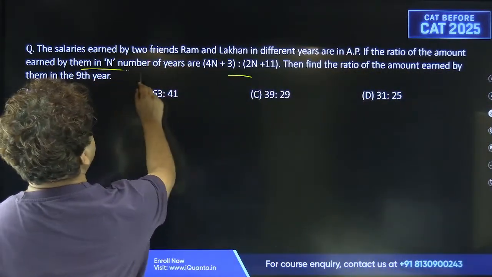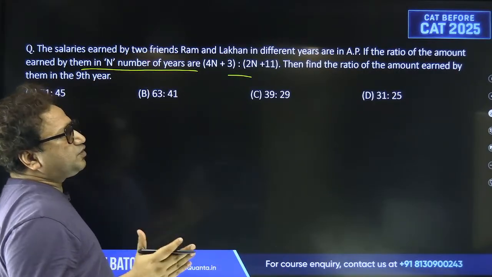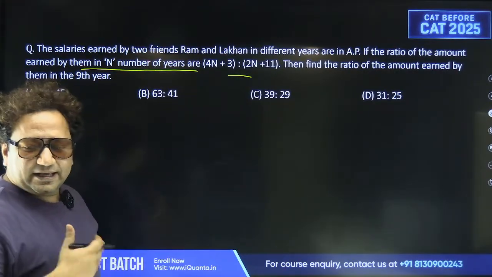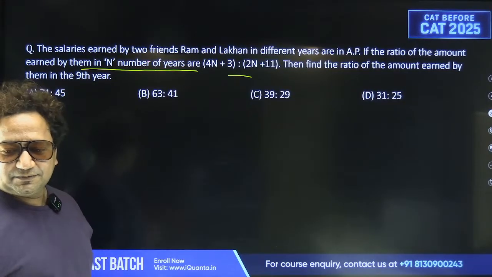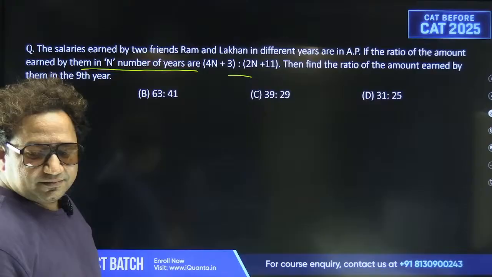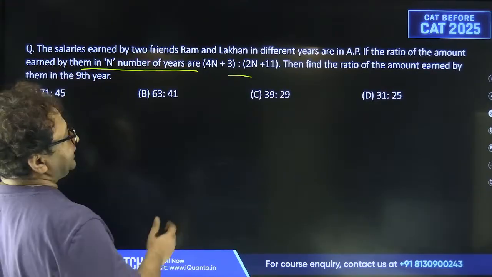Earned by them in n number of years. That means it's a sum. You get that? It's the sum of the money that they have earned in n years. But the question talks only about the 9th year. Alright then, cool. Okay, let's do it.